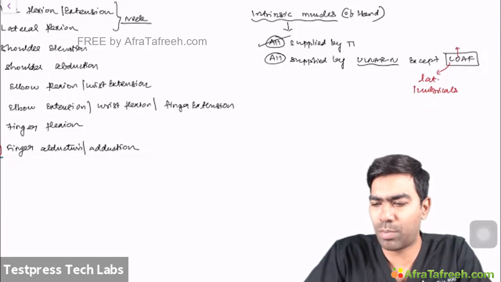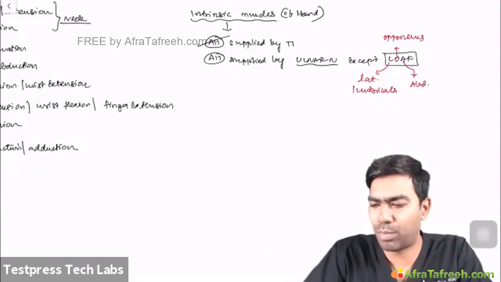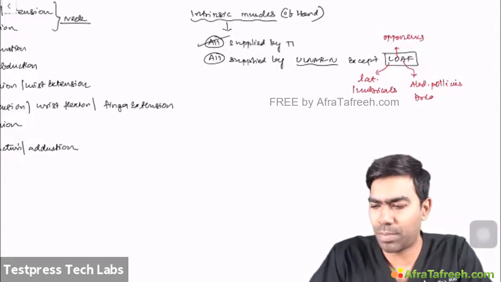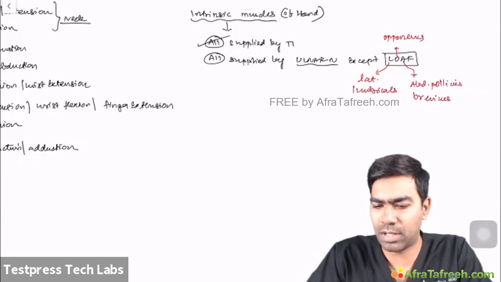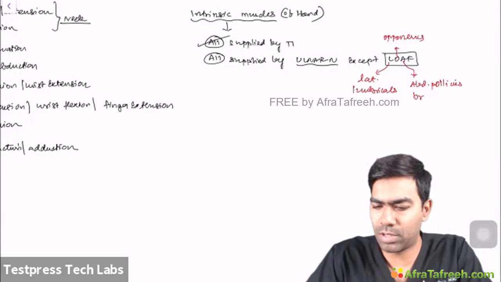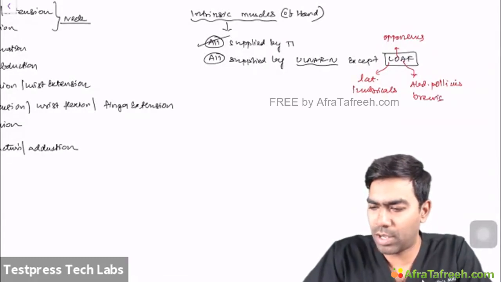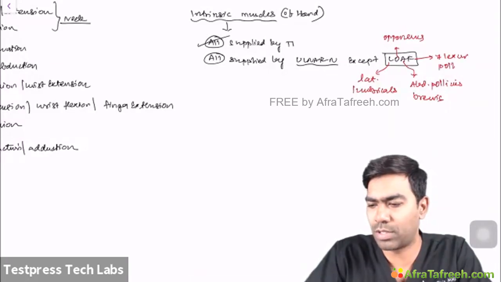And O stands for opponens pollicis. And A stands for abductor pollicis brevis. Remember, abductor pollicis longus cannot come here because longus is a long muscle. Brevis is a small muscle of the hand. So abductor pollicis brevis. And F, you have the flexor pollicis brevis. Right.